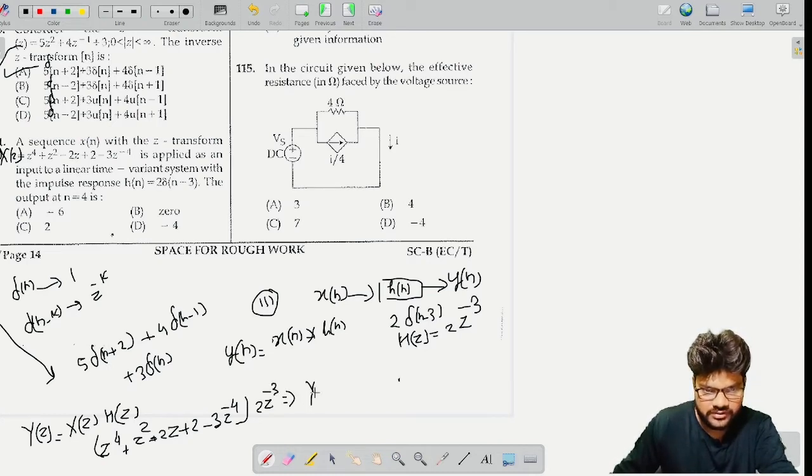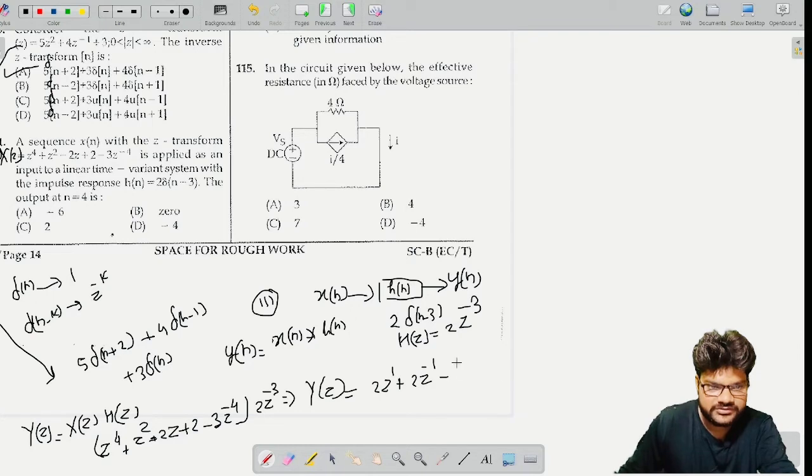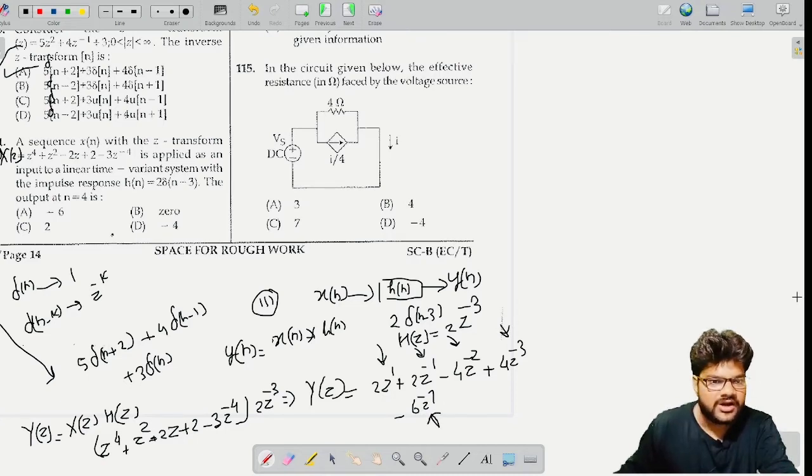Now let us find the overall Y of z. Y of z is going to be 2 z to the power 1 plus 2 z to the power minus 1 minus 2 to the 4 z to the power minus 2 plus 2 to the 4 z to the power minus 3 and minus 3 to the 6 z to the power minus 7, right. So these are at n equals minus 1, 1, minus 2, minus 3, and minus 7, and we are asked the value at n equals 4. At n equals 4 there is no term of z to the power minus 4, so that value will be 0. So the correct option is B.